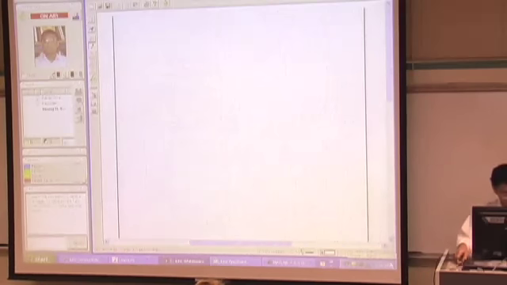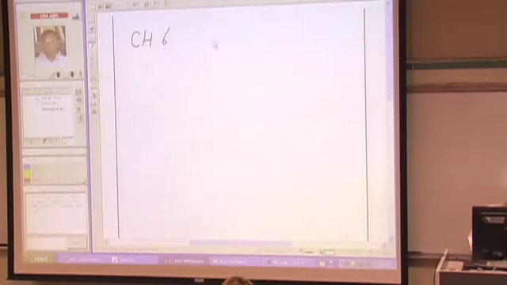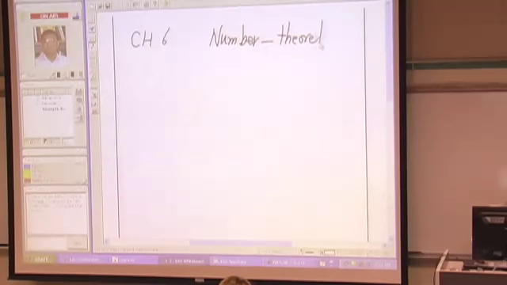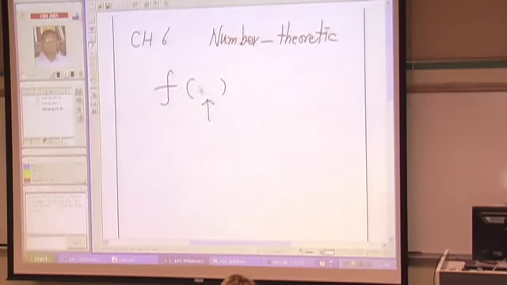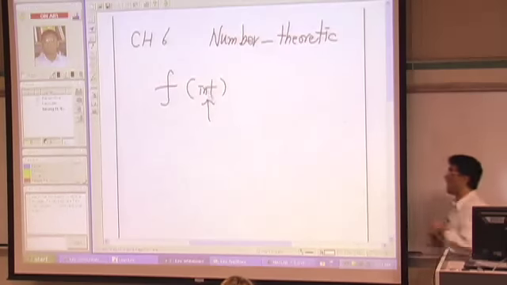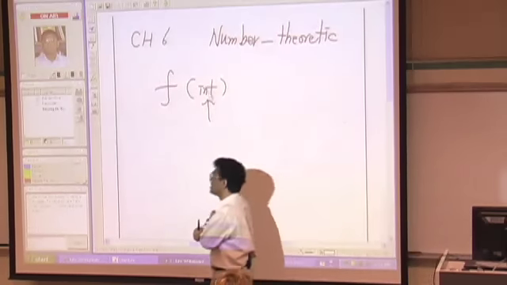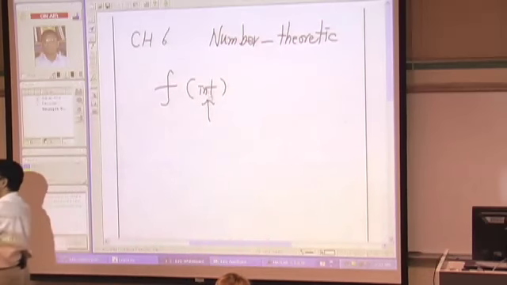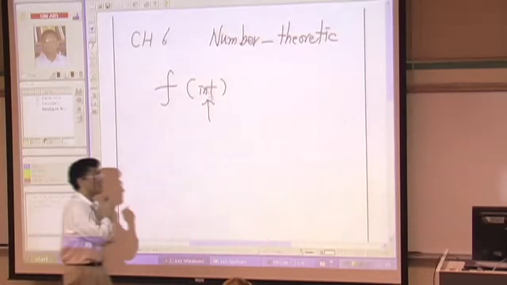The next chapter is chapter 6, number theoretic functions. What are the number theoretic functions? Some function having integers here, especially positive integers, or sometimes people include 0 too. But no matter what, when you handle f of some integer, it's called a number theoretic function.